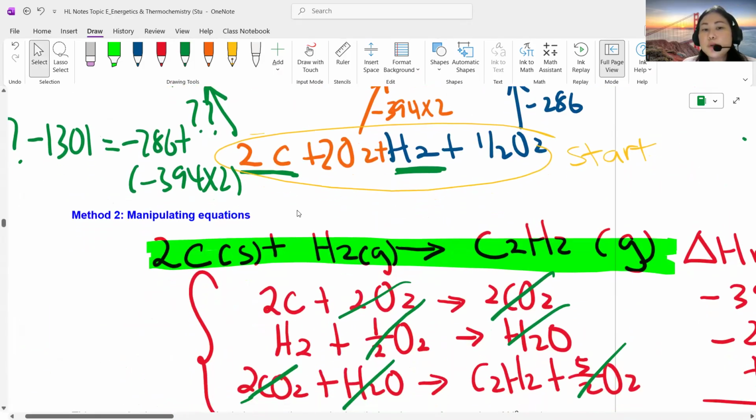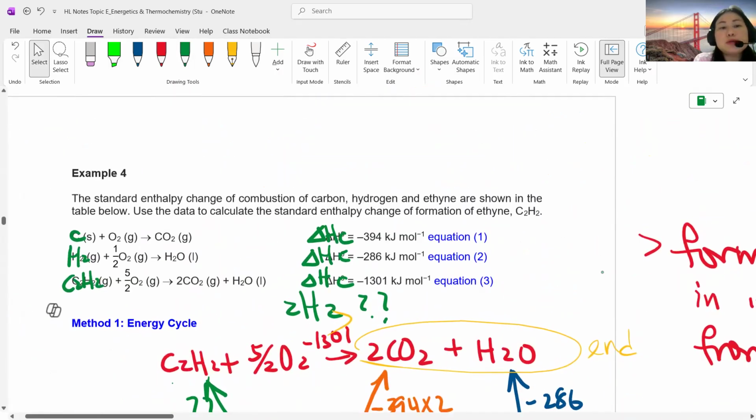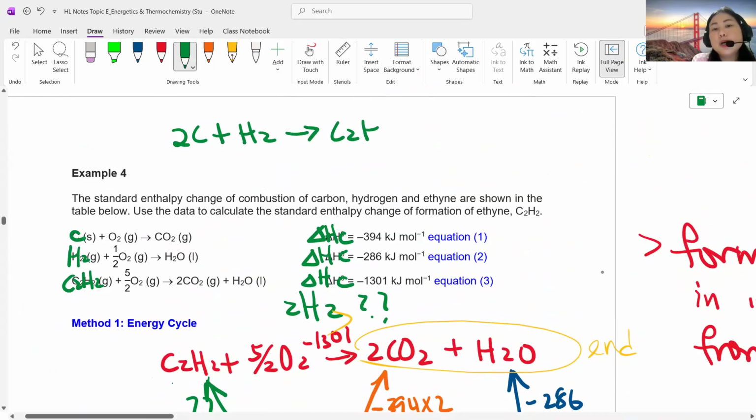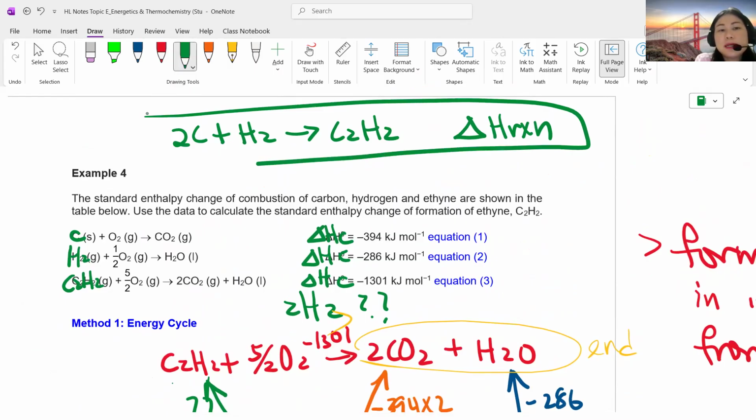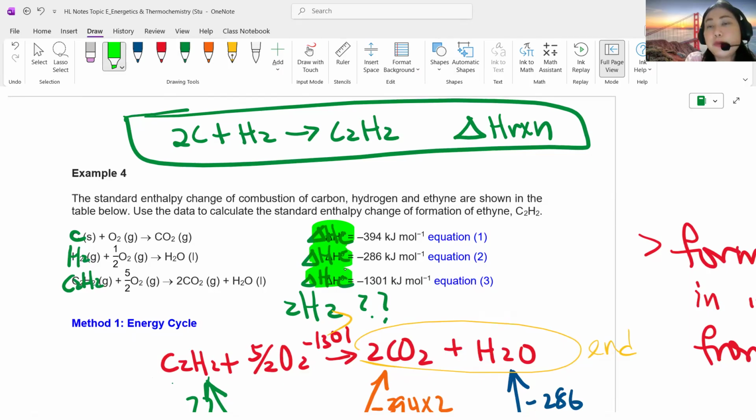So what is the equation? 2C plus H2 to give you C2H2. Let me copy it down: 2C plus H2 gives you C2H2. The question is asking me to find this delta H reaction. This happened to be a formation, but this can be anything, it's just a reaction. I'm going to find this reaction using combustion data. Remember, it's the data that I'm using that determines the mathematical formula.